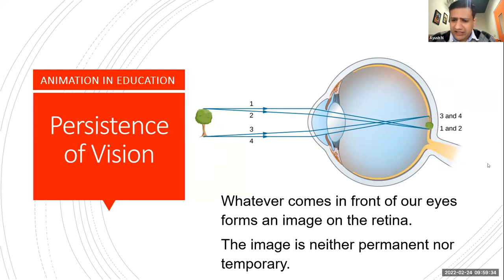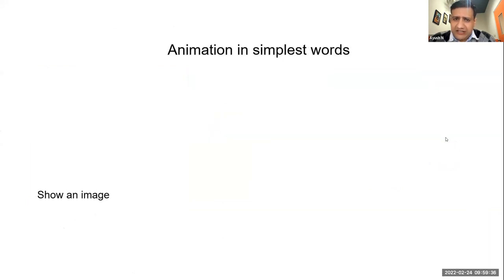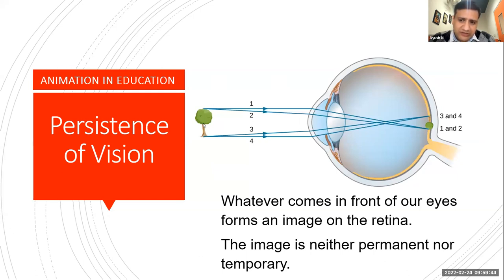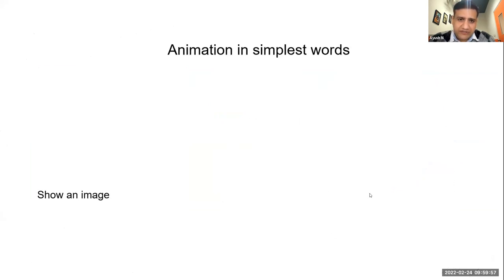If during that time we move the image, our brain will think that the new image and the older image, it will just superimpose them, and it will understand that the image has moved, that something has moved.